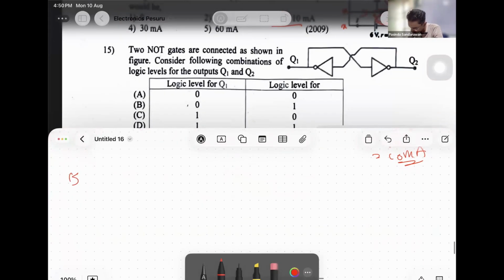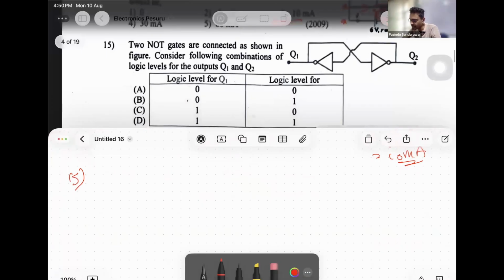Question 15. Two NOT gates are actually put by mistake under the classification of phase rule, right? This should come under logic gates, no? Otherwise, it should come under logic gates.